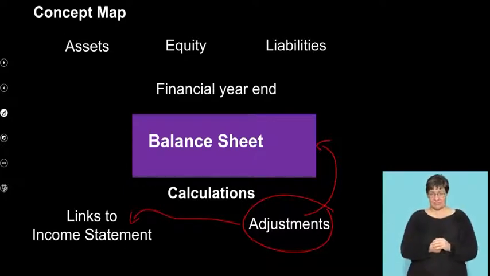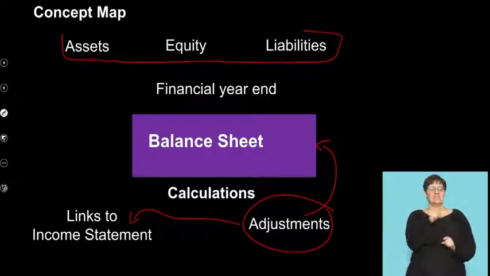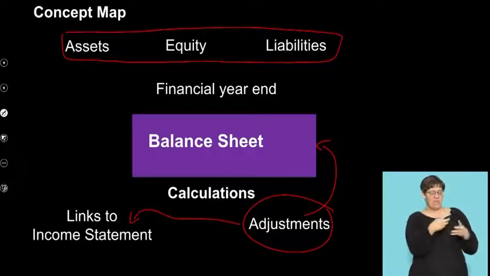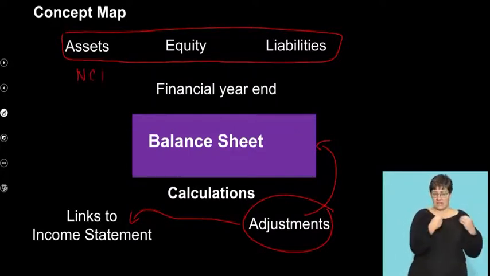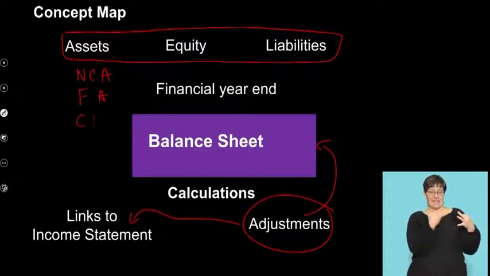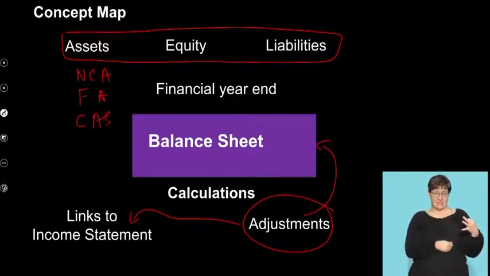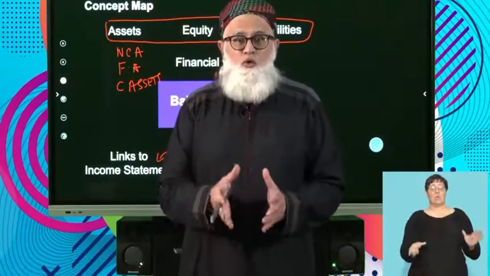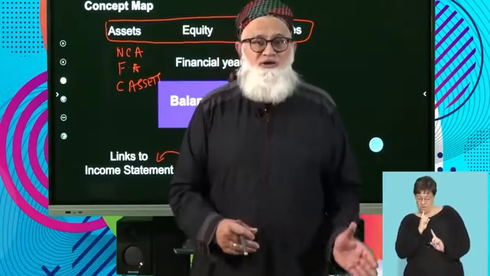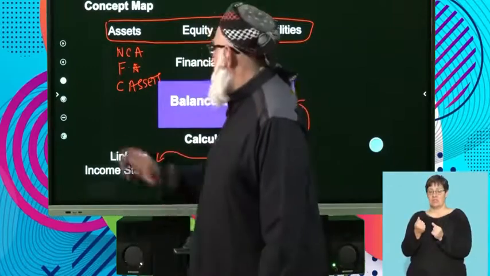Again, we said, remember the components of your balance sheet. You have your assets. Under assets, you have your three components, namely your non-current assets, you have your financial asset, and then obviously you have your current assets. So this means therefore that the format of your balance sheet is critical when you are attempting a question on the statement of financial position, namely the balance sheet.